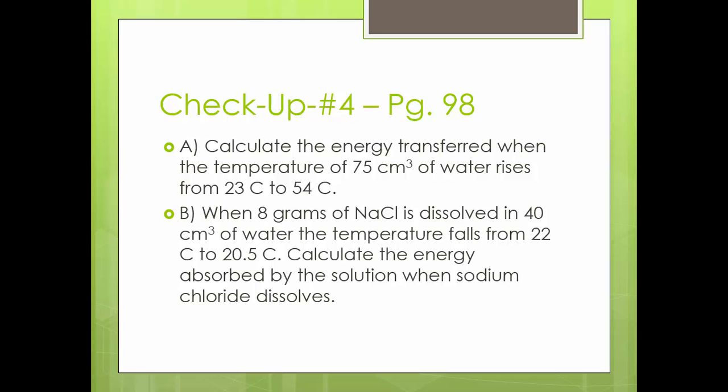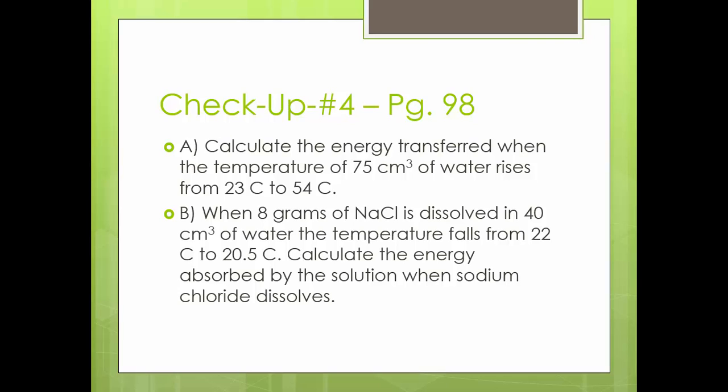So I want you to practice these problems. They're pretty simple using MCAT. Calculate the energy transferred when the temperature of 75 centimeters cubed of water rises from 23 to 54 degrees Celsius. Remember, MCAT is mass, so you're going to use the density to convert 75 centimeters cubed to grams. CP is 4.18, and then the delta T is the change in temperature.